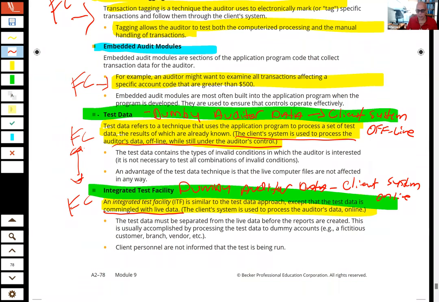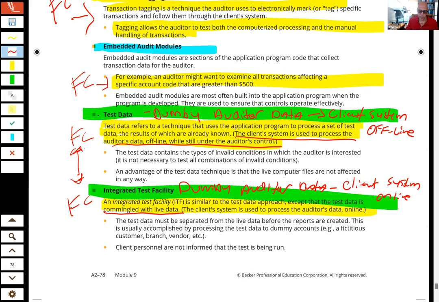Well, your client may say, we really don't want to be commingling fake data with real data. We don't want our system, our operations disrupted, et cetera. And so then you go ahead and you choose test data, and then you're going to have to do some other procedures to see how the client's employees, their staff, actually interact with the data. But if you could, you'd want to use integrated test facility.